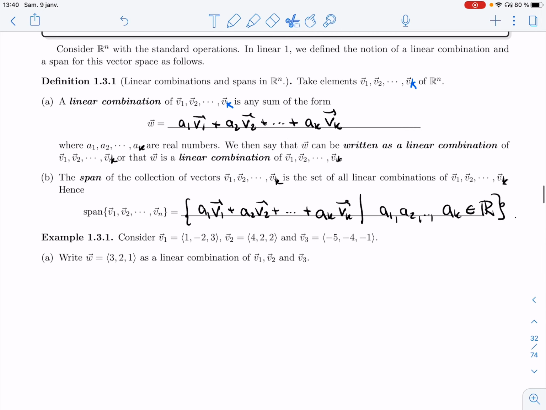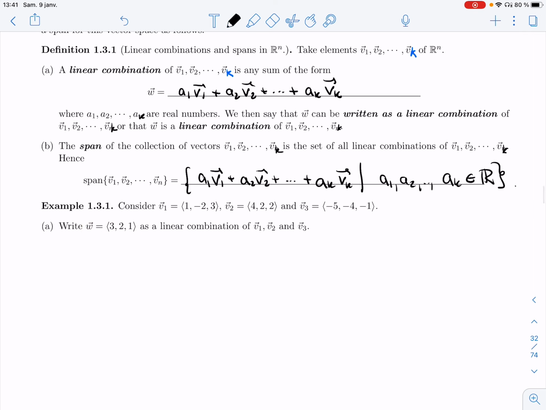Welcome back. In the last video, we defined a linear combination of a group of vectors. We also defined the span of a collection of vectors in Rn. All right, so let's do an example with it. Let's say I give you three vectors: v1, which is (1, -2, 3), v2, which is (4, 2, 2), and v3, which is (-5, -4, -1). I want to write this new vector, (3, 2, 1), as a linear combination of these three vectors.